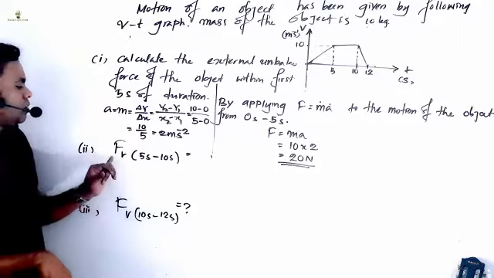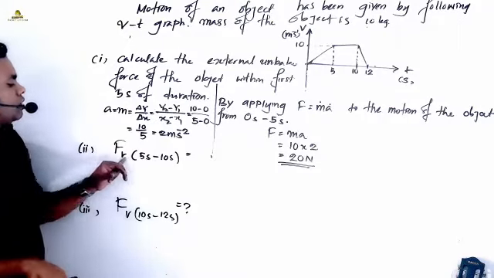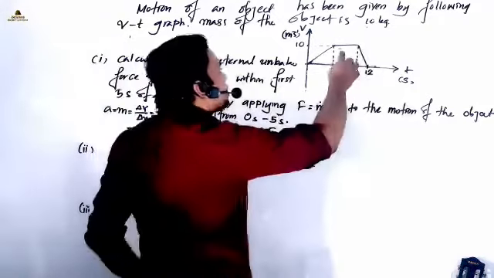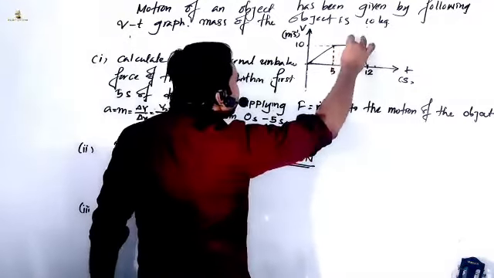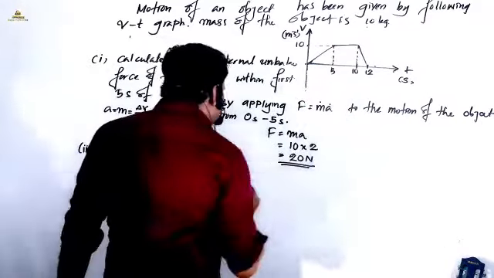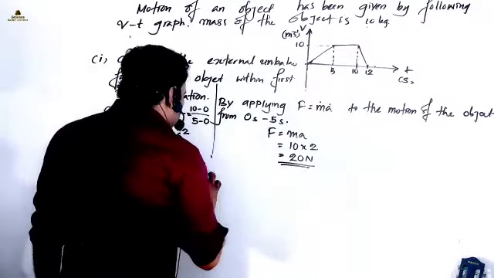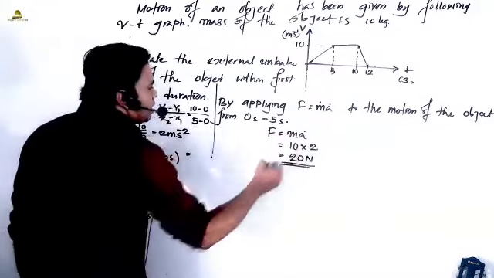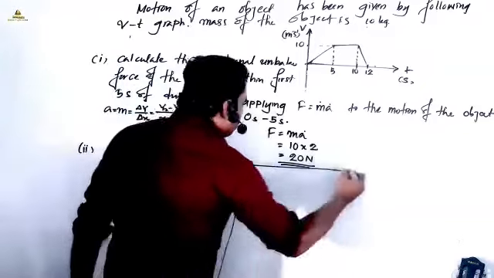Okay, so the resultant is from the 5th second to the 10th second. You can find this gradient. Actually, there's no gradient, you can calculate that here. Before applying F equals MA, you have to find this acceleration. Okay, so let's do that.